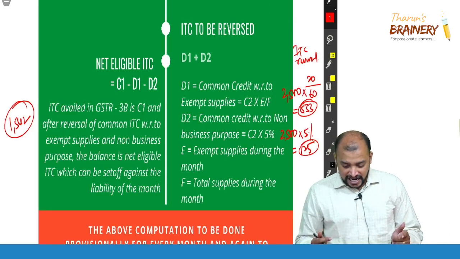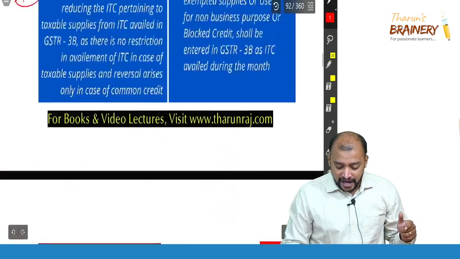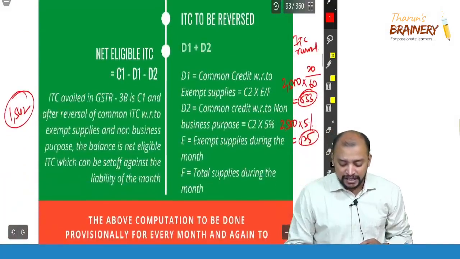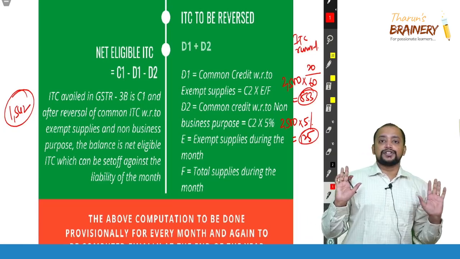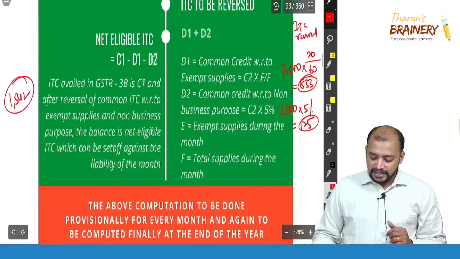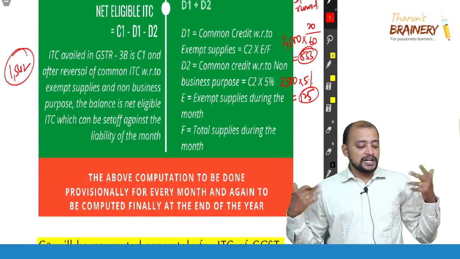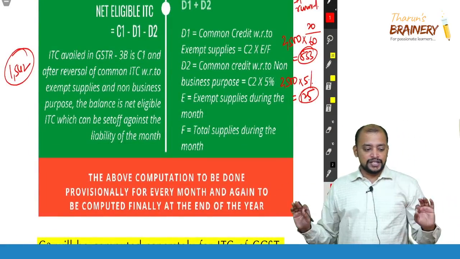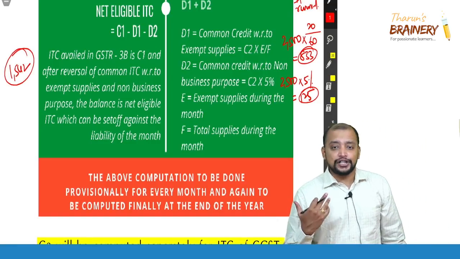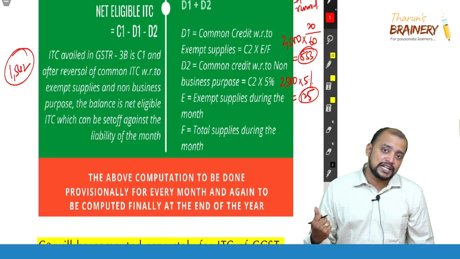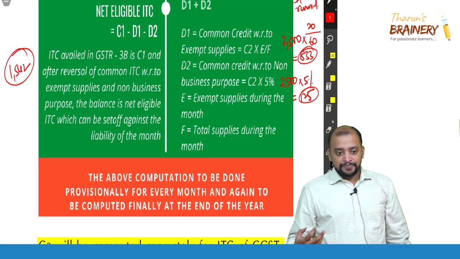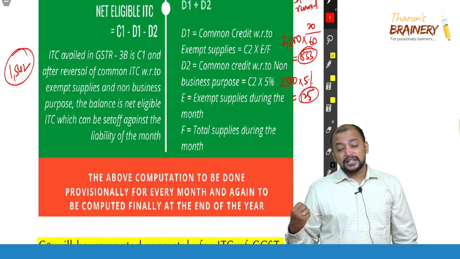Already we have taken the ITC of 6500. From that 6500 we need to reverse 833 and 125. So this is what we need to do. Availment of ITC is 6500. Reversal of ITC 833, 125. Remaining ITC we will enjoy. So this is the process or system that we need to follow. This is for the purpose of Rule 42, manner of availment of ITC in case of inputs and input services.